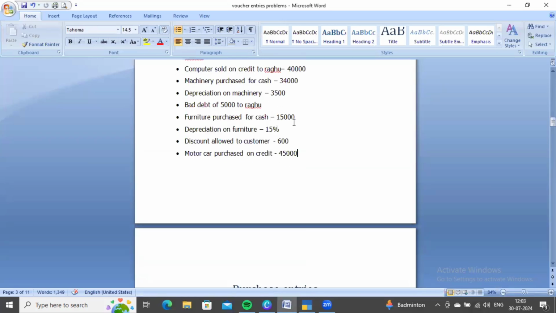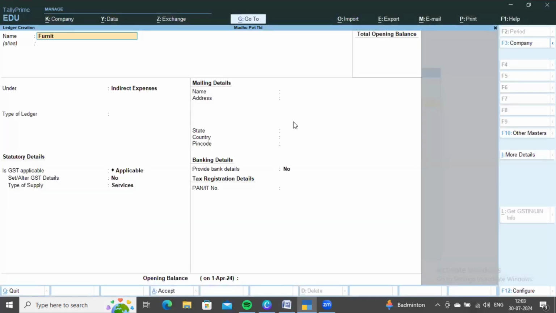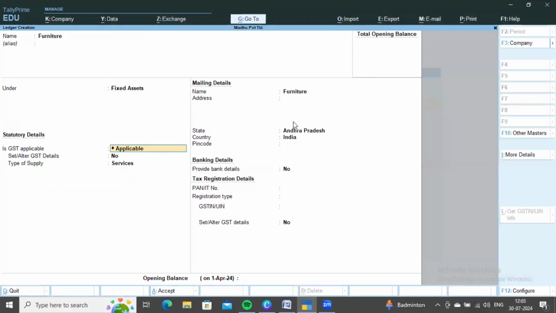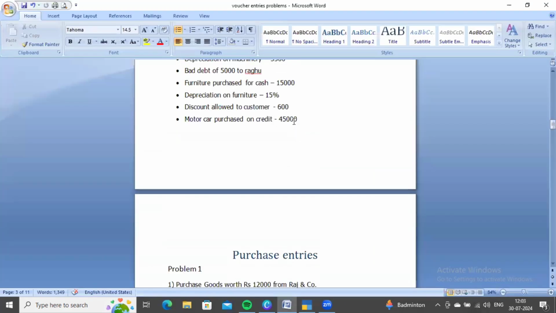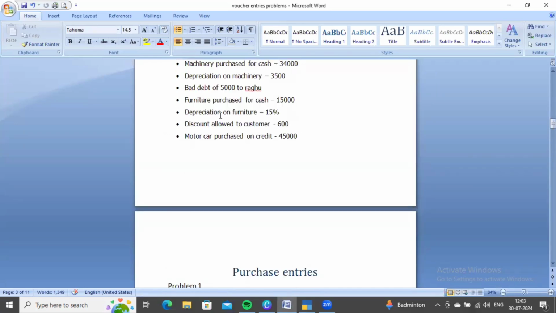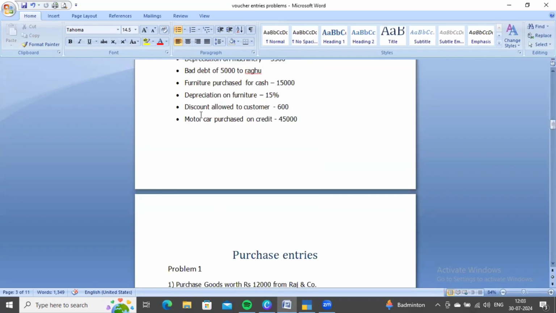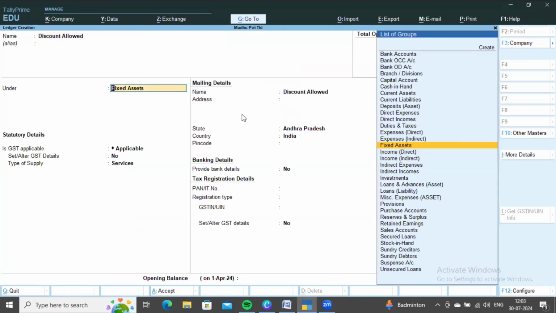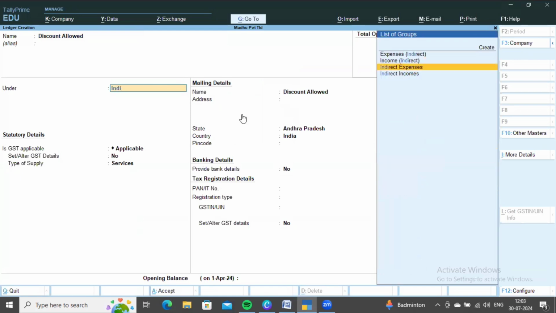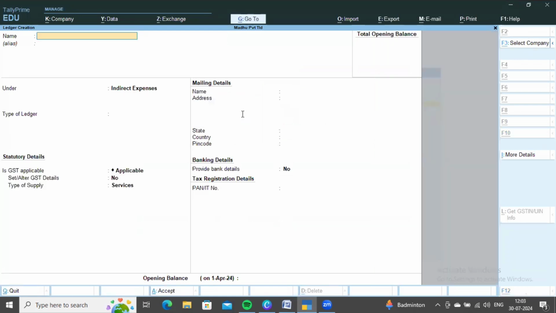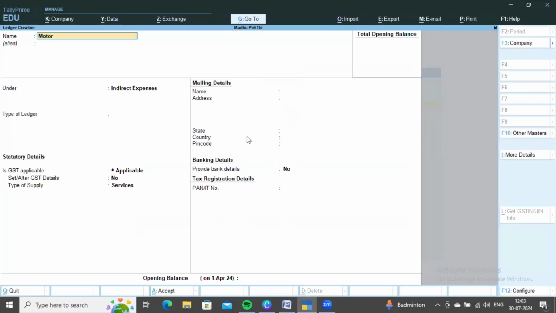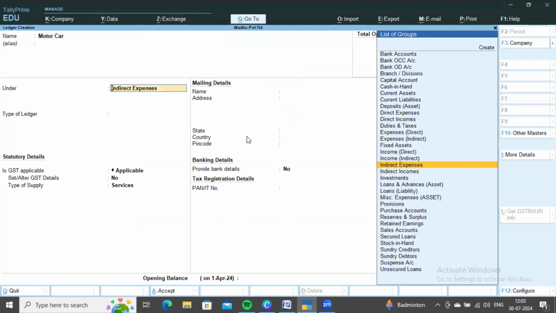And furniture purchased for cash. Furniture is also a fixed asset. Depreciation, we had already prepared a depreciation account. And discount allowed. We are allowing discount, so it is an indirect expense to us. Next, motor car purchase. Motor car is a fixed asset.